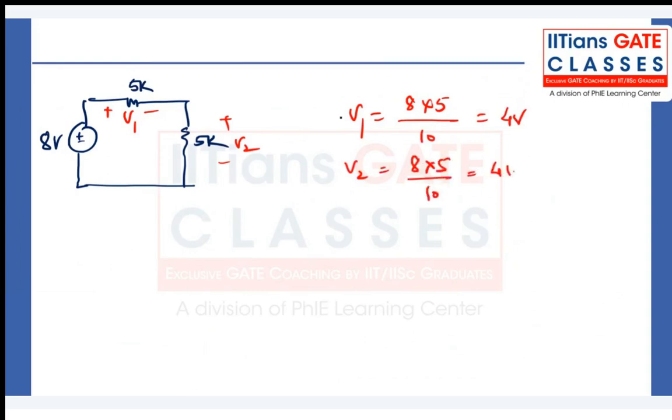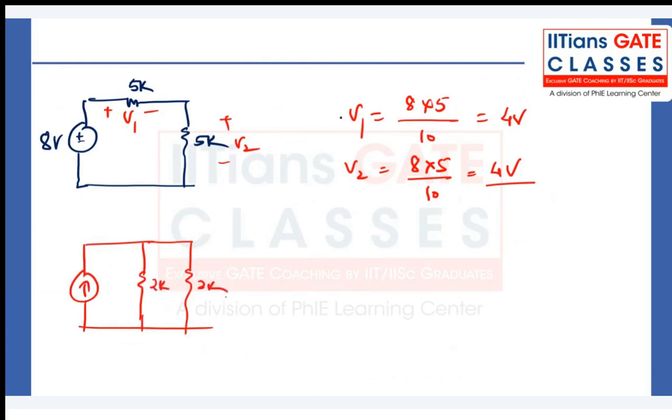By inspection, if two resistances are the same, the voltage will be equally divided. I can take the current also here, so current will be divided. Suppose two resistances are the same, this is 2K and this is 2K, and the source is 8 ampere. You can say directly that the current will be 4 ampere here and 4 ampere here, because the two resistances are the same.